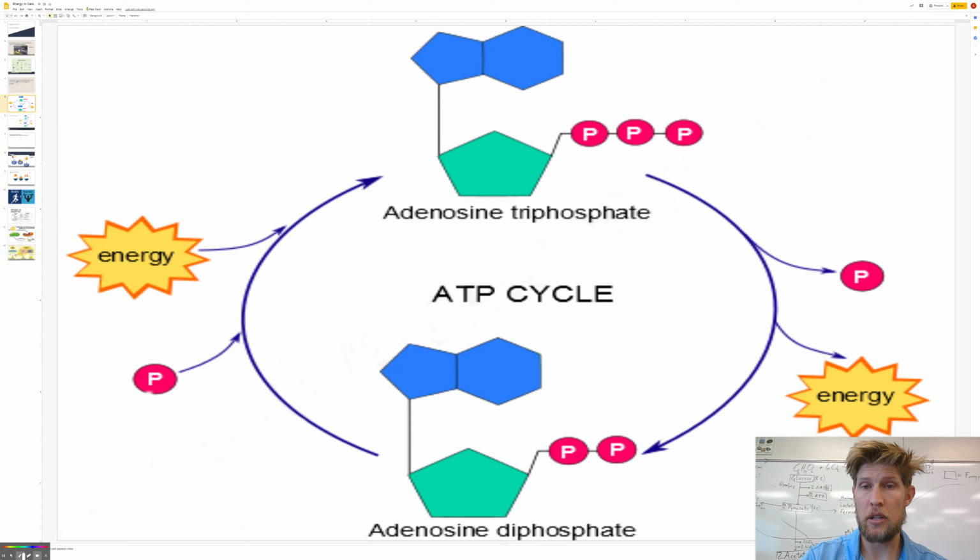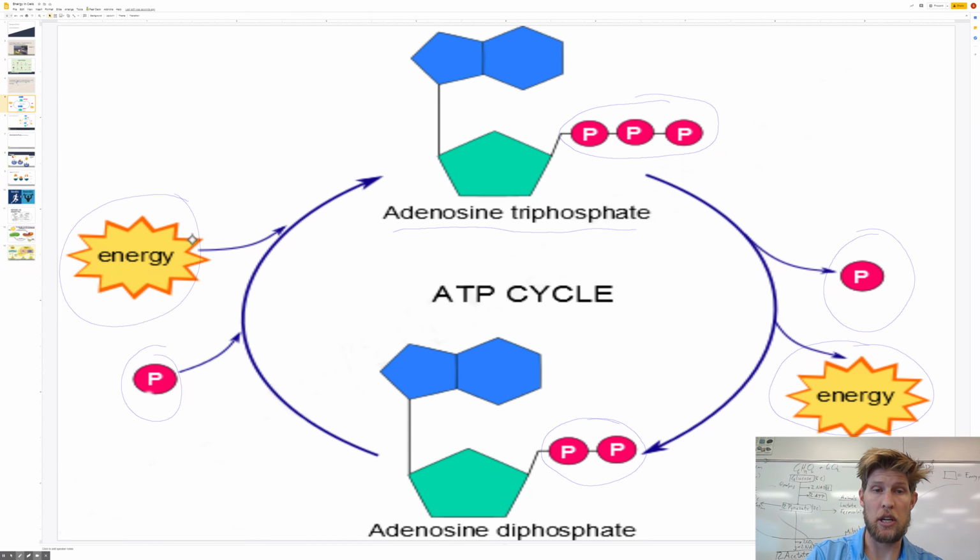So ATP, I want you to notice there are 3 phosphates here, and it is called adenosine triphosphate. Now, as a phosphate is released here, we release energy. And then it becomes ADP. So there's 2 phosphates here, right? It released 1, so now we only have 2. It's adenosine diphosphate. Now we'll add the phosphate group back onto it and add some energy into that bond, and it becomes ATP again. This is called the ATP cycle.